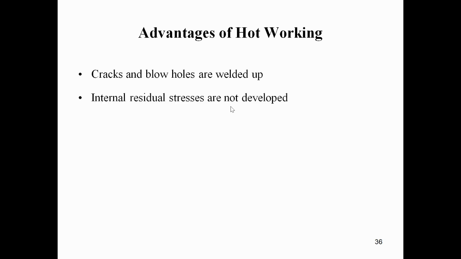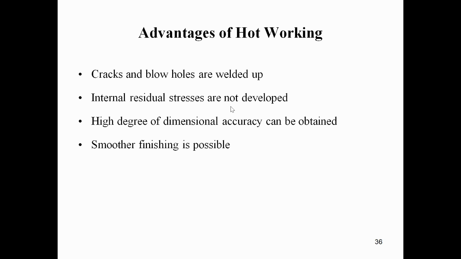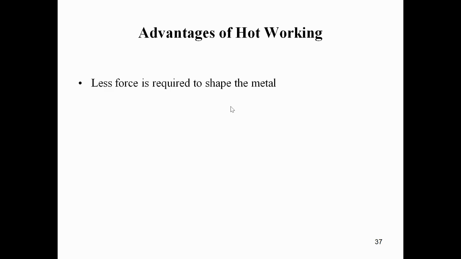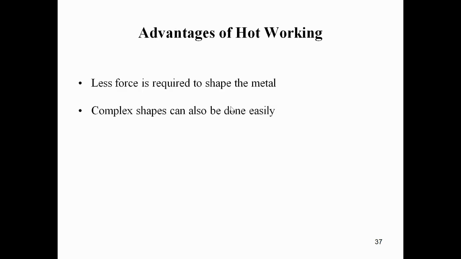Next, cracks and blowholes are welded up. Internal residual stresses are not developed. A high degree of dimensional accuracy can be obtained, and a smoother surface finish is possible. Next, less force is required to shape the metal because the billet will be in a hot condition. Complex shapes can also be made easily. All these are the different advantages of hot working.